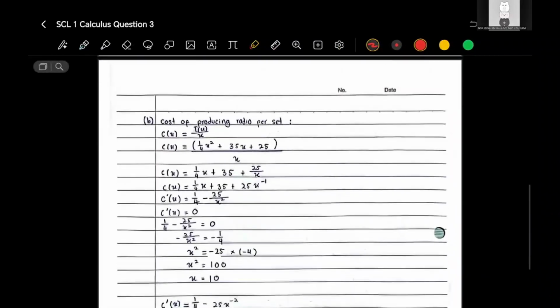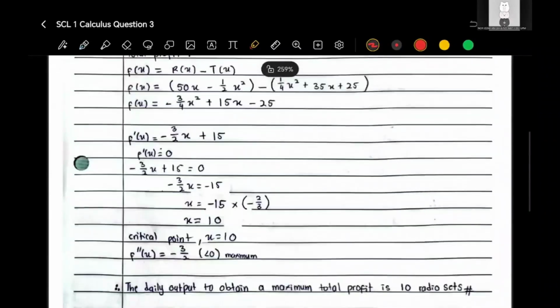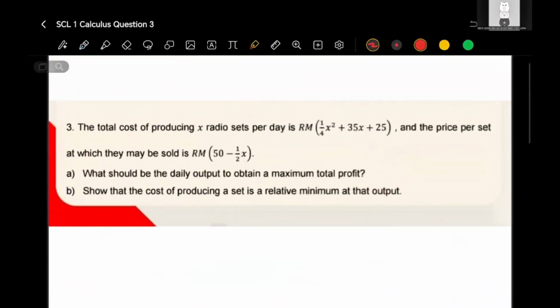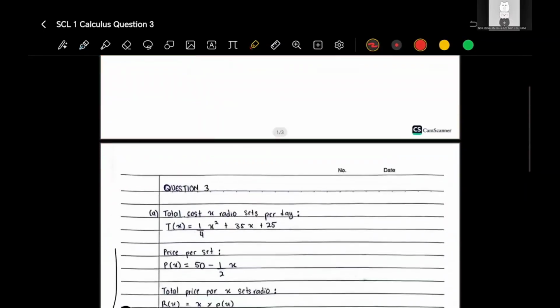And then for question B, we have to show that the cost of producing a set is a relative minimum at that output.